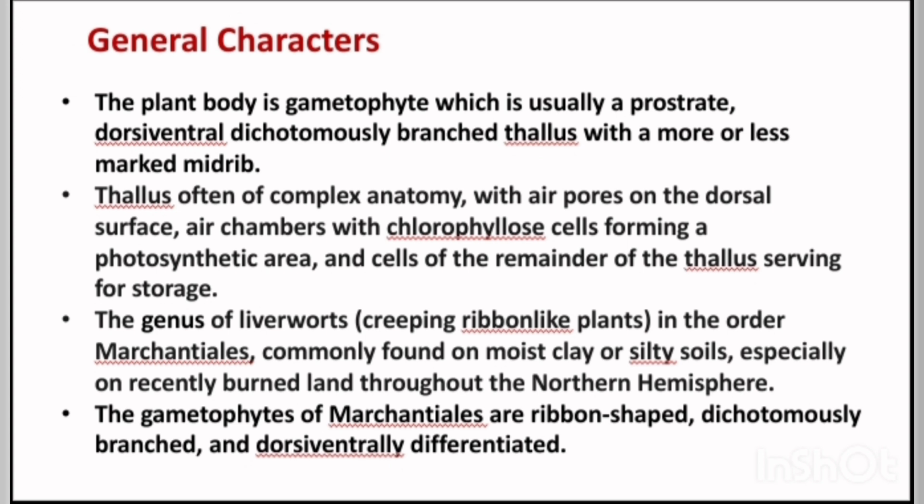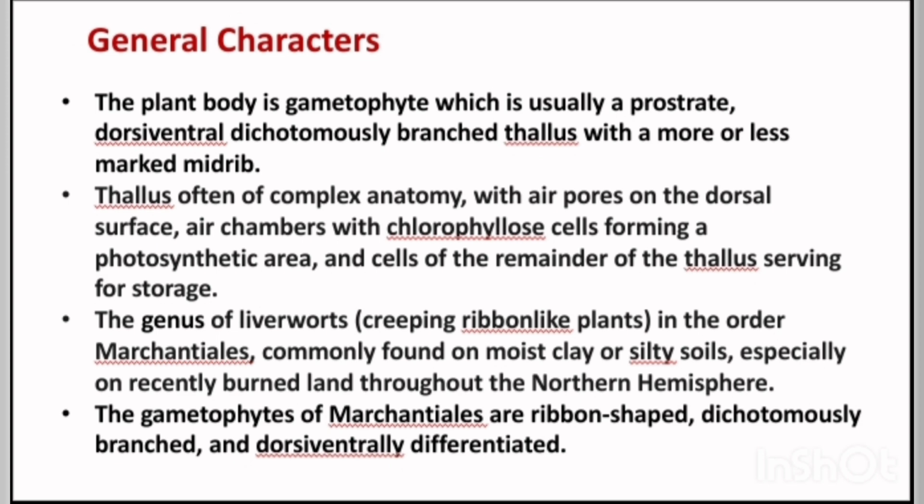The general characters of Marchantiales. The plant body is a gametophyte, which is usually a prostrate, dorsiventrally dichotomously branched thallus with a more or less marked midrib. The thallus is often of complex anatomy, with air pores on the dorsal surface. Air chambers with chlorophyll cells form a photosynthetic area, and the cells of the remaining region serve for storage. The genus of liverworts in the order Marchantiales is commonly found on moist clayey soils, especially on recently burned land throughout the northern hemisphere.